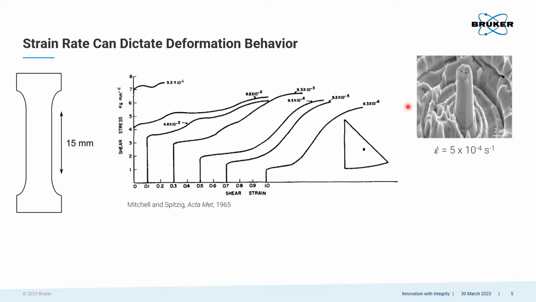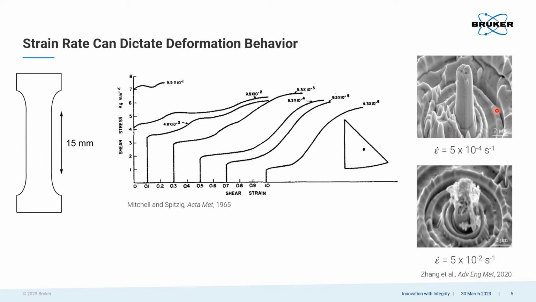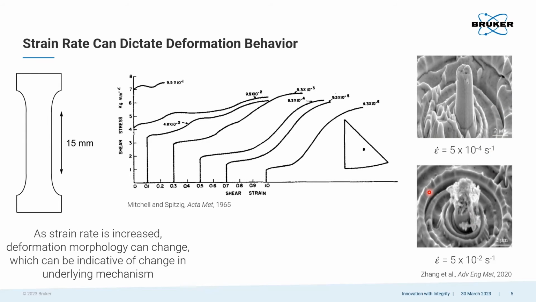So this is 5 × 10⁻⁴. The material deforms mostly homogeneously, and we see that if we increase that strain rate even 2 orders of magnitude, still within the quasi-static regime, that same material in the same phase starts to crumble. So we can see that as we change our strain rate, the deformation morphology can change, and that's probably due to the change in underlying deformation mechanism.